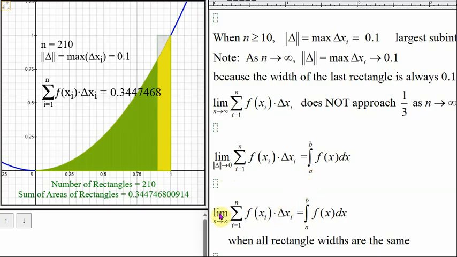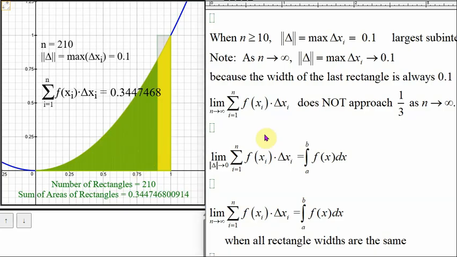Now we can use the notation with the limit of n approaching infinity, as long as we can make sure that as n approaches infinity, all widths approach 0, like in the case where we make all widths the same. If all rectangle widths are the same, then as n approaches infinity, the widths of the rectangles will approach 0. And that will help us get to the exact answer.